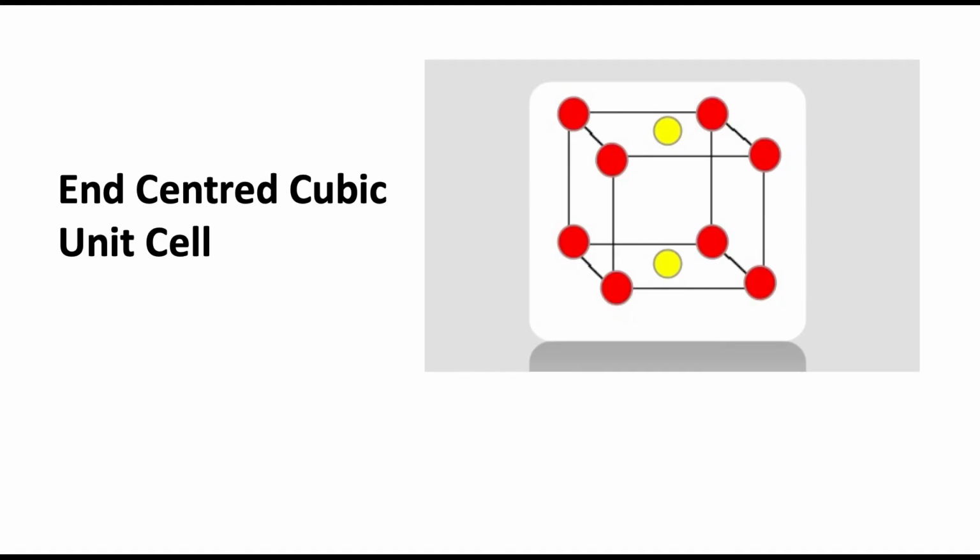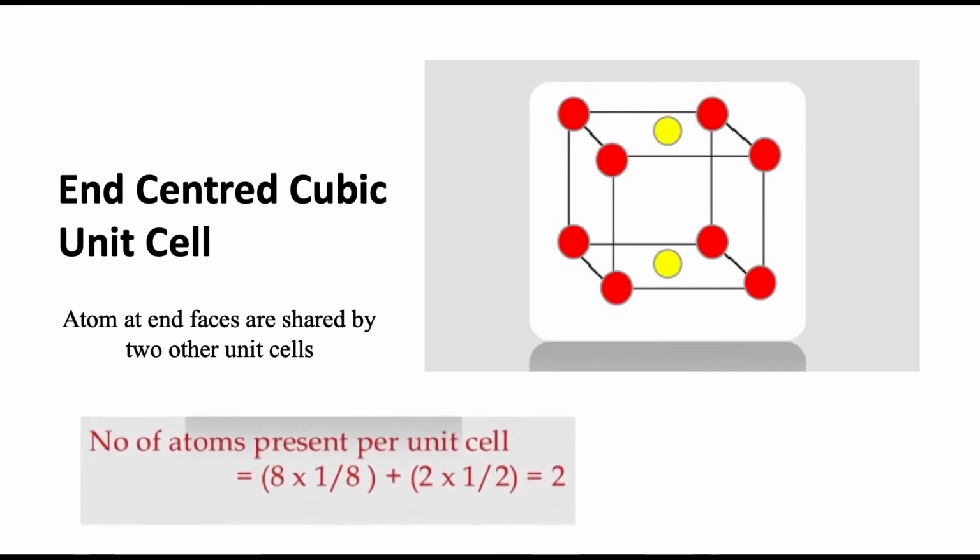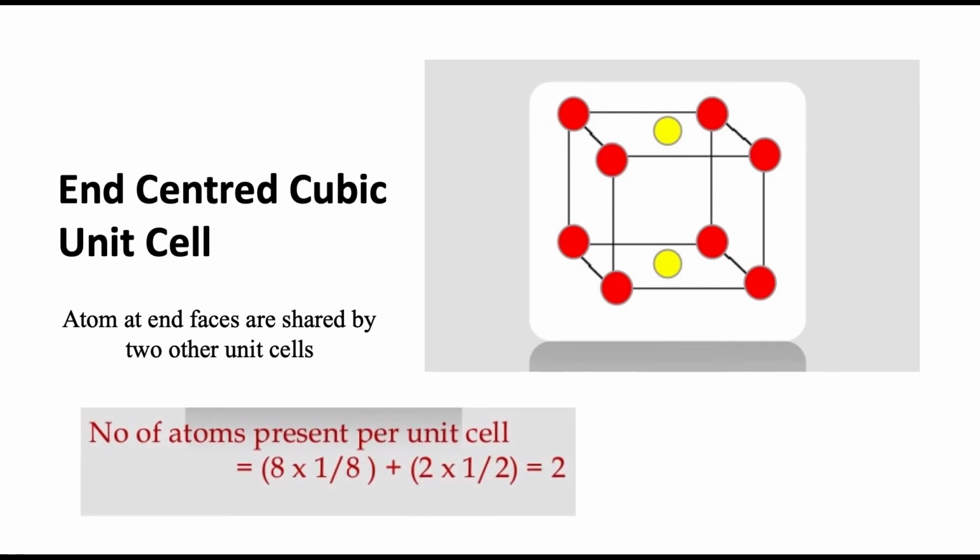In an end centered cubic unit cell, in addition to the corner atoms, there are atoms at the end faces. Atoms at the end faces are shared by 2 unit cells. Hence, the contribution is 1/2. Since there are 2 such end face atoms, the total contribution will be 2 multiplied by half equals 1. Thus, the total number of atoms present per end centered cubic unit cell is 1 plus 1 equals 2.